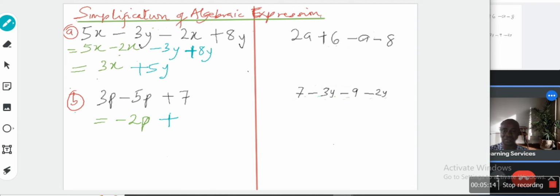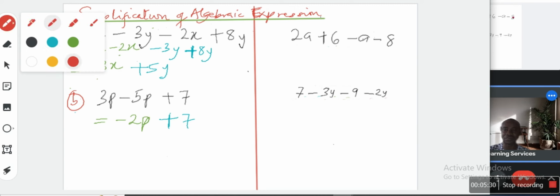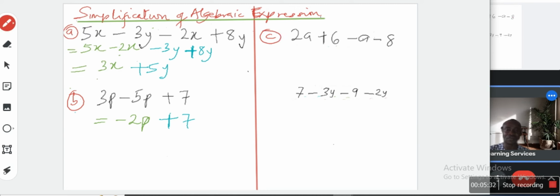Can we combine these together? No, because they are not like terms. This has a p, this doesn't have anything, so the answer stops here. Okay, let's look at this one. 2a plus 6 minus a minus 8. We collect the terms in a first, isn't it?